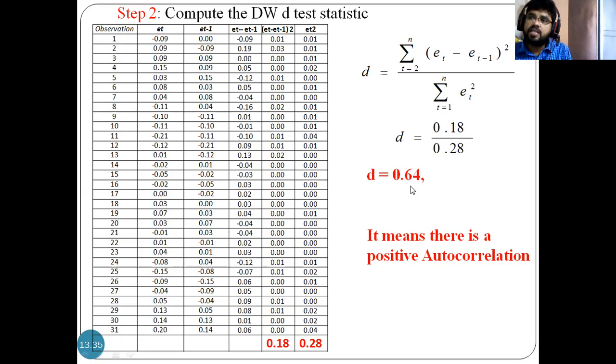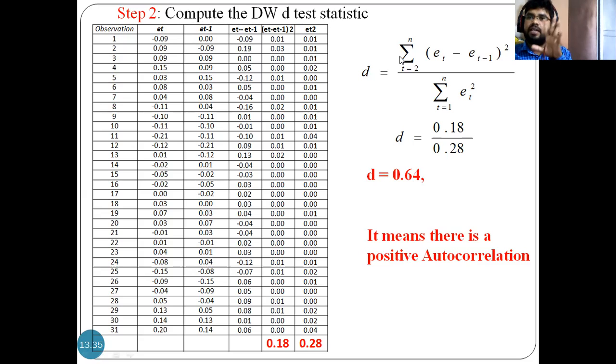So what it means, as I told you: if D is from 0 to less than 2, there is a positive autocorrelation. If D is equal to 2, there is no autocorrelation. If D is equal to 4, there is a negative autocorrelation.